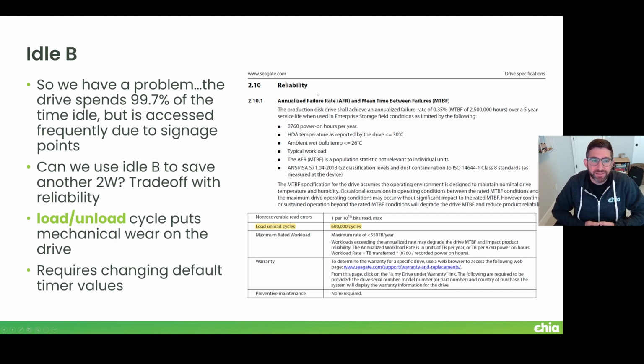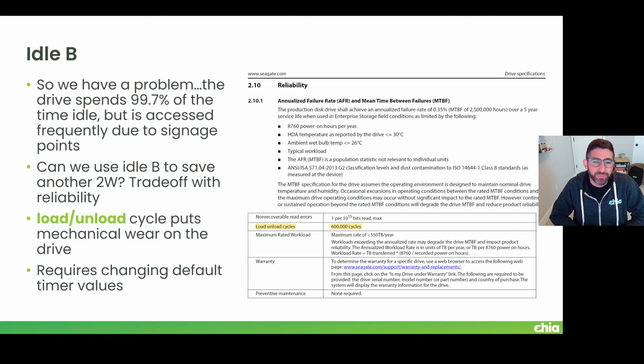Now for idle B, this is really interesting. So we have this cool workload. Farming is 99.7% idle, but the drive's being accessed pretty frequently because of the signage points. So the idea is, could we set the idle B timer really aggressively low so the drive goes into idle B right away after it does an I/O, instead of having to wait a long time before it spins back up?